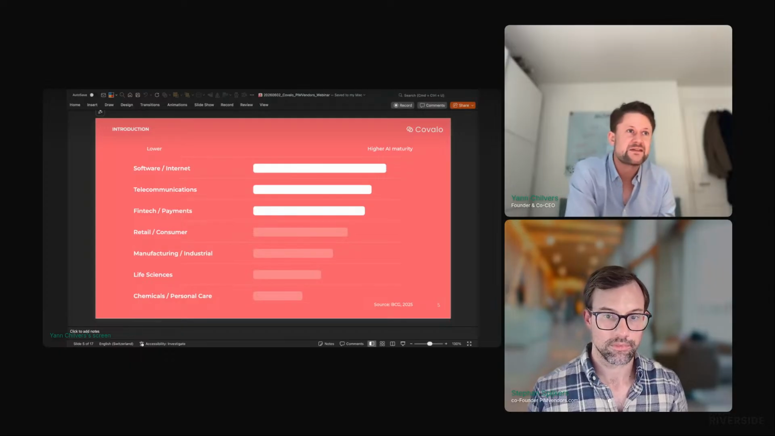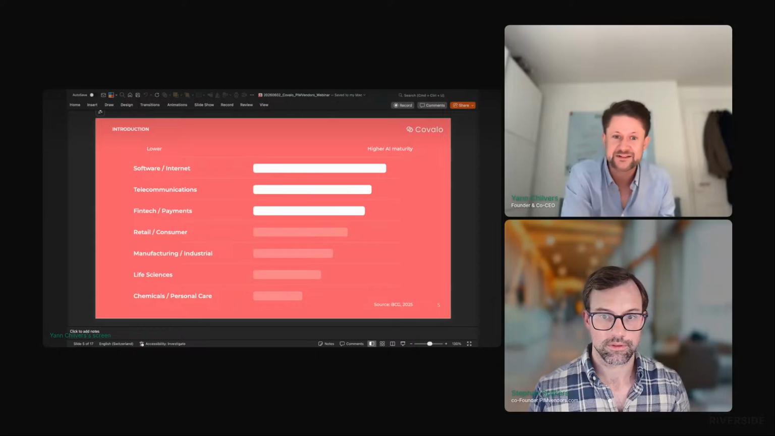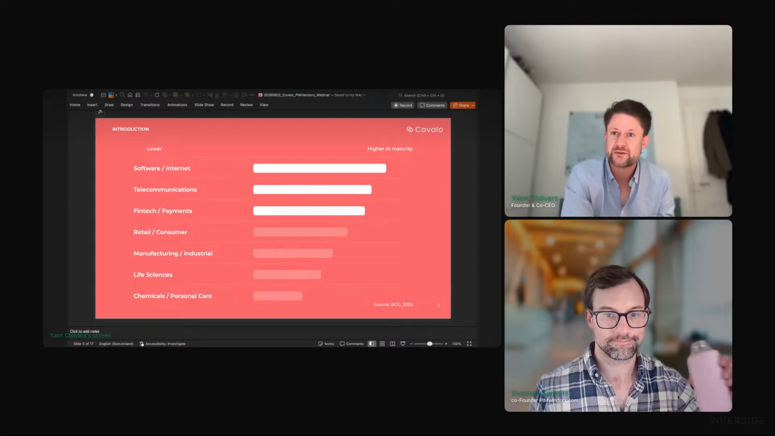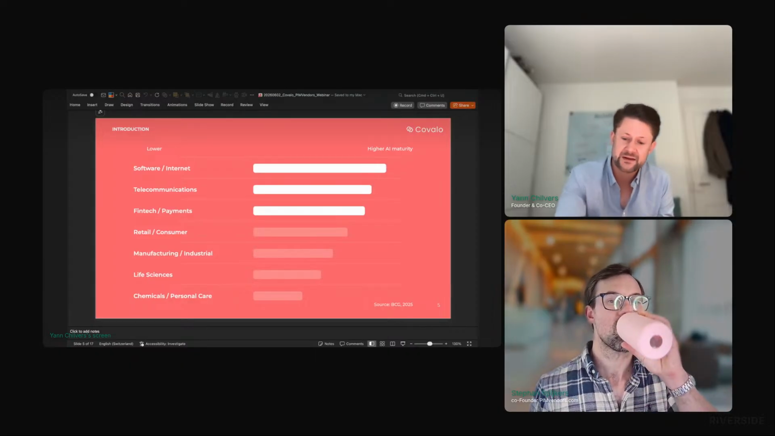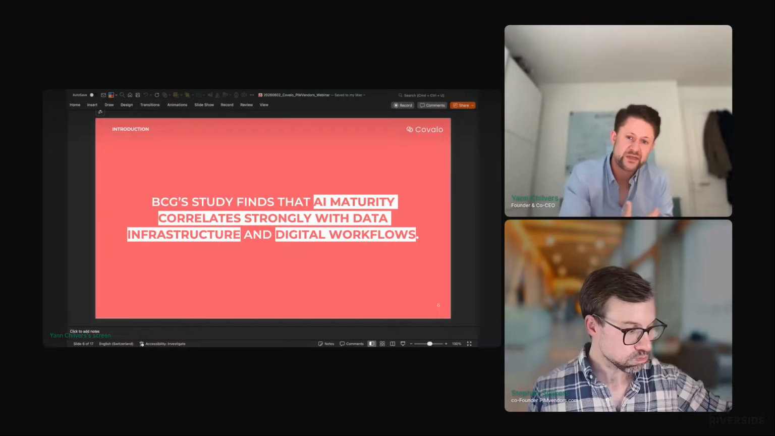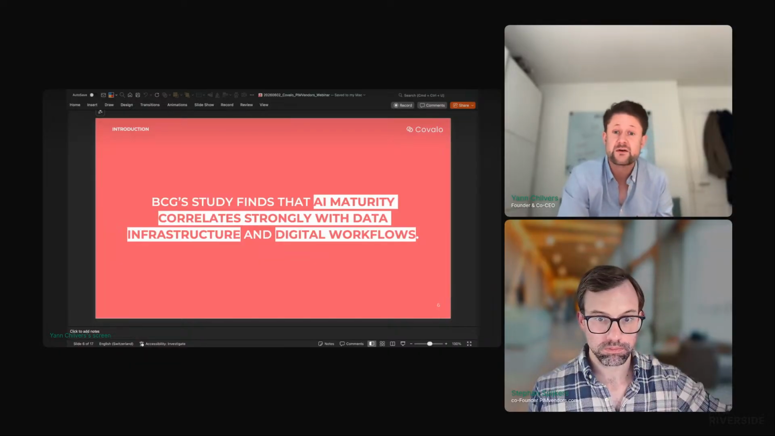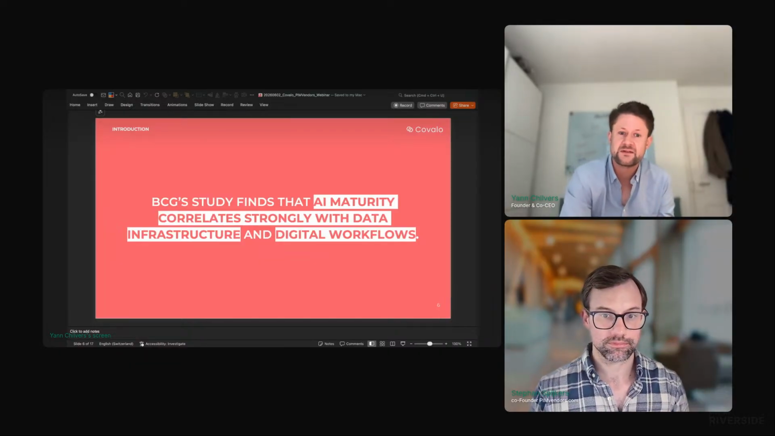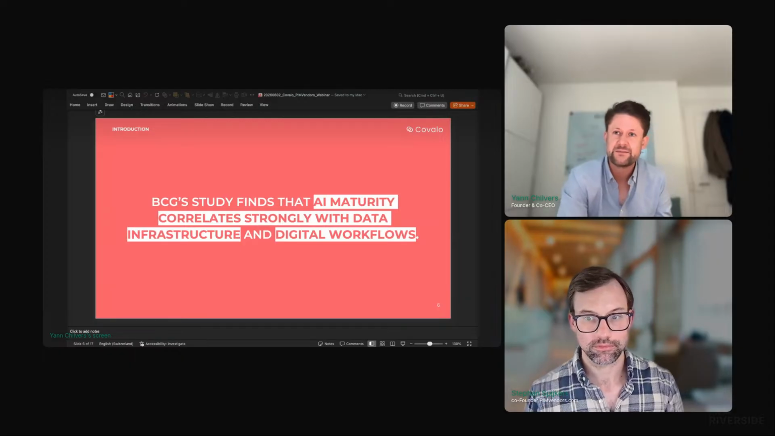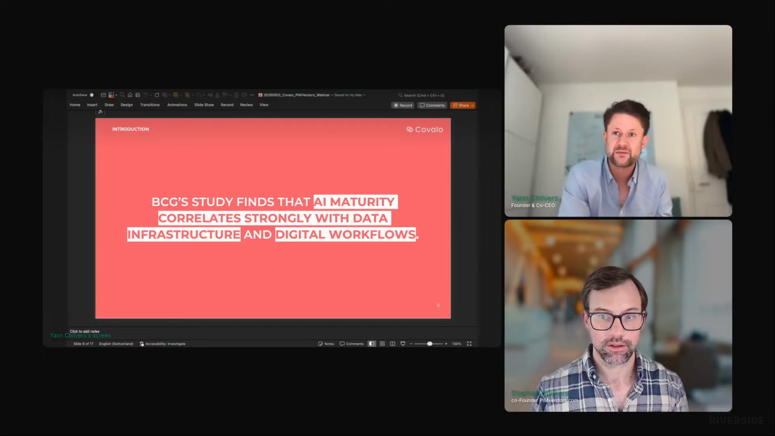I came across this study from BCG, so I recreated the slide with Claude here, but it was interesting to see that the chemical industry and the personal care industry in general is really at the bottom of the ranking when it comes to AI maturity. And what they saw was that AI maturity correlates strongly with the data infrastructure and the ability of companies to build workflows around it.